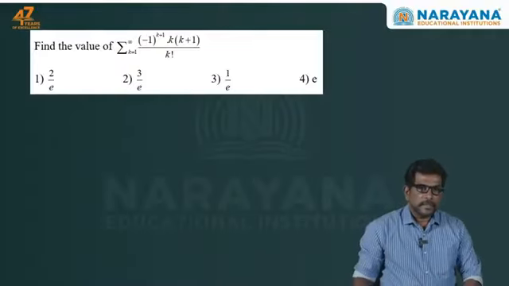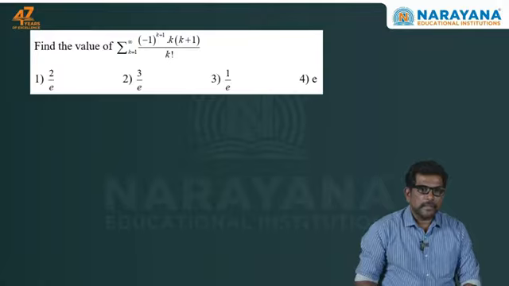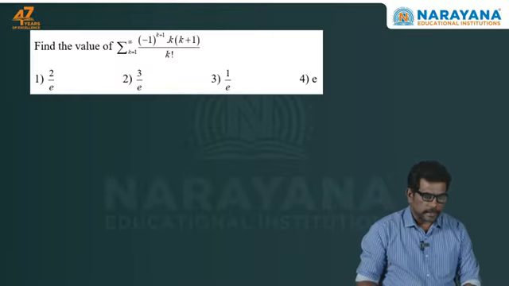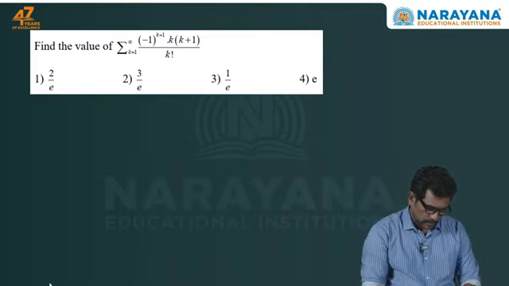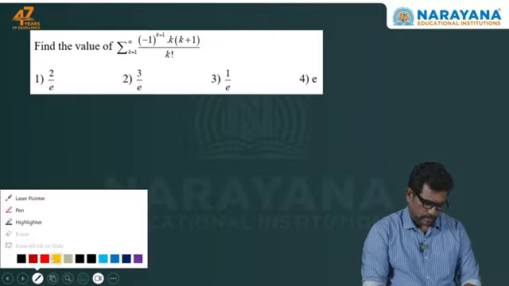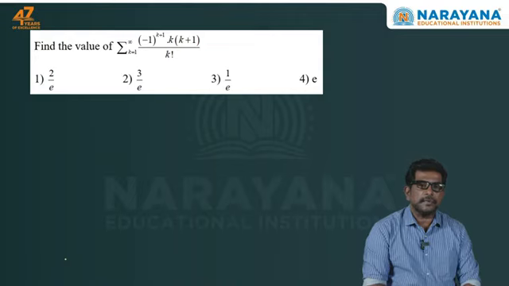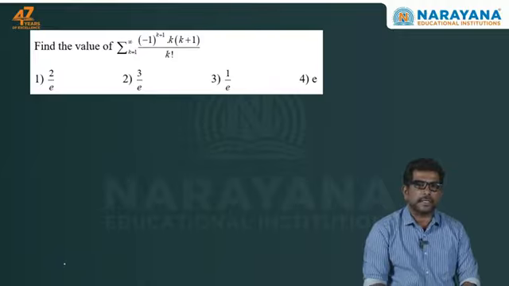Hi everyone. Today 28th January morning shift mathematics paper. Already 4 questions were completed and the 5th question is, see the question. Find the value of summation k is equal to 1 to infinity, minus 1 whole to the power of k plus 1 into k to the k into k plus 1 upon k factorial.